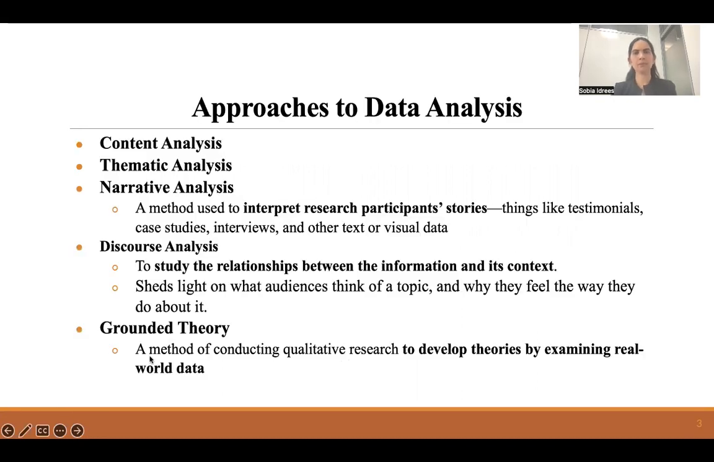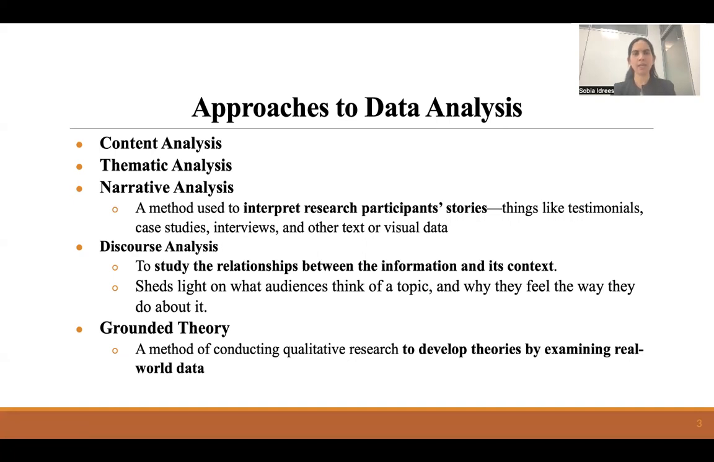In terms of approaches to qualitative data analysis, there are different approaches. I have listed 5 here, but we will learn in detail the 2 main approaches, which are content analysis and thematic analysis. For the rest of the 3 approaches, which are narrative analysis, discourse analysis, and grounded theory analysis, we will learn what these are and what exactly their focus is.